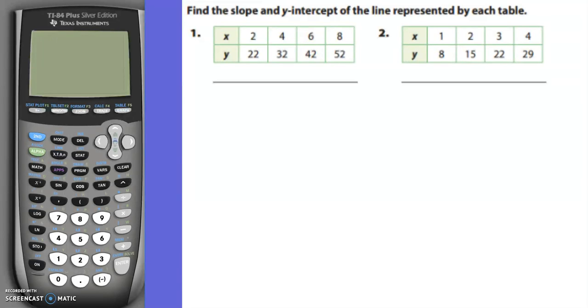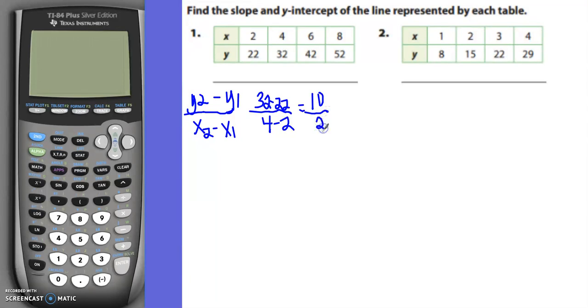On number 1, we can find the slope. So remember to find the slope, y2 minus y1 over x2 minus x1. So we could say y2 minus y1, 32 minus 22, 4 minus 2. 32 minus 22 is 10. 4 minus 2 is 2. 10 divided by 2 is 5. Okay, so that's the slope.